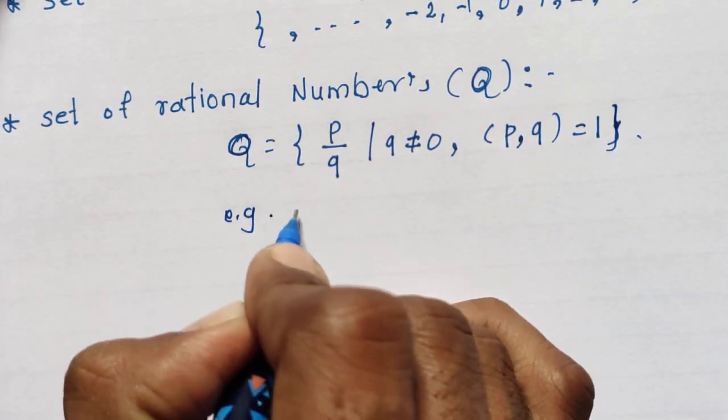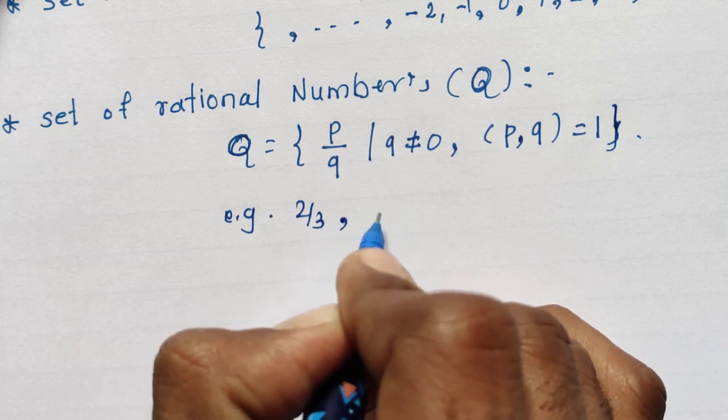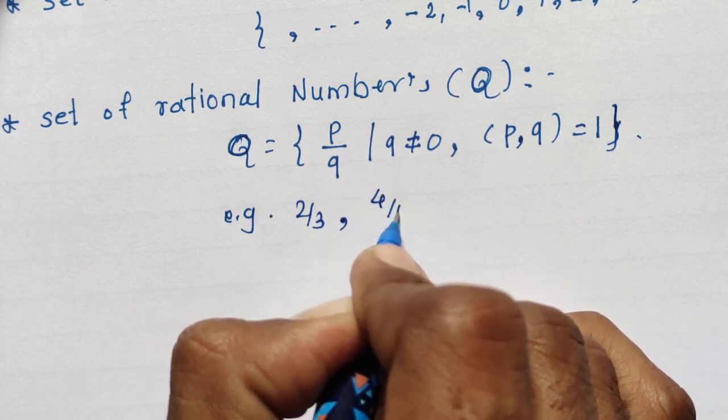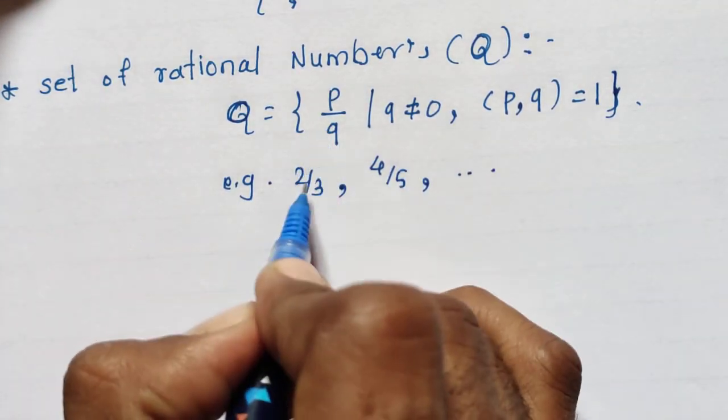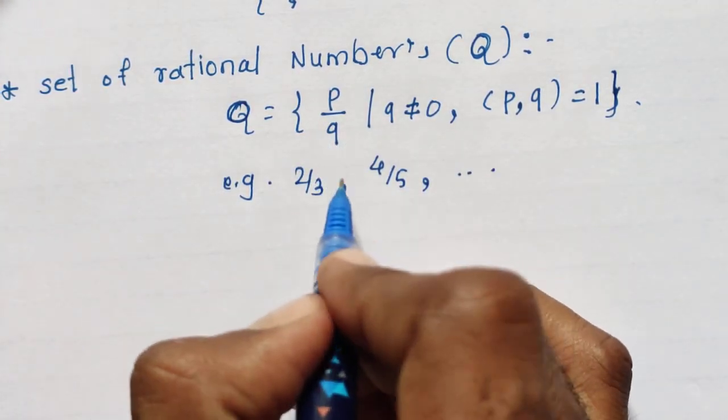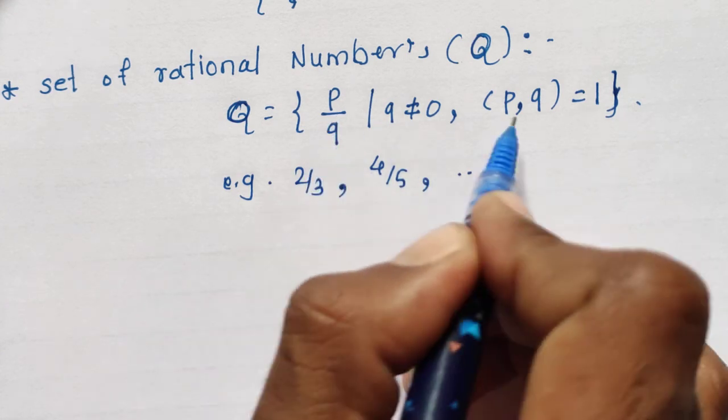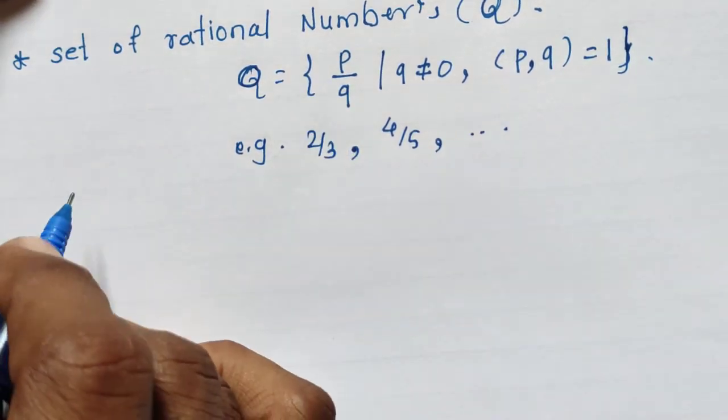For example, 2 by 3 is a rational number. Suppose 4 by 5 is again a rational number. So the numbers of the form p by q are said to be rational numbers, where q is non-zero and the GCD of p and q is equal to 1. This is the set of rational numbers.